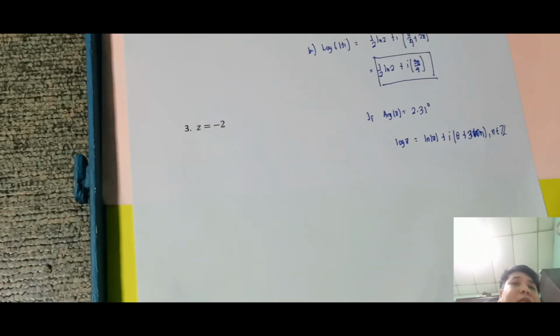Okay, so let's have number 2. So if z is equal to negative 2, so ito nga yung tanong, no? Sir, possible yun? Logarithm negative number? Yes, possible to dito.